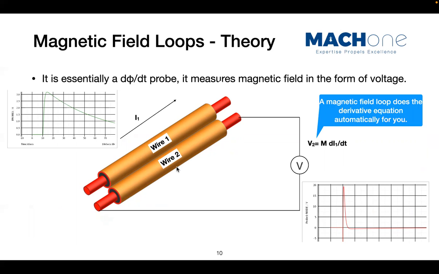You have two wires put in parallel. And we know from Michael Faraday's electromagnetic coupling theory that if you have a very high di over dt, which means the change of current going through wire 1, then if you connect a voltage meter to wire 2, you're supposed to see the induced voltage caused by the mutual coupling between the two wires. So that's really the fundamental theory of magnetic field loops.